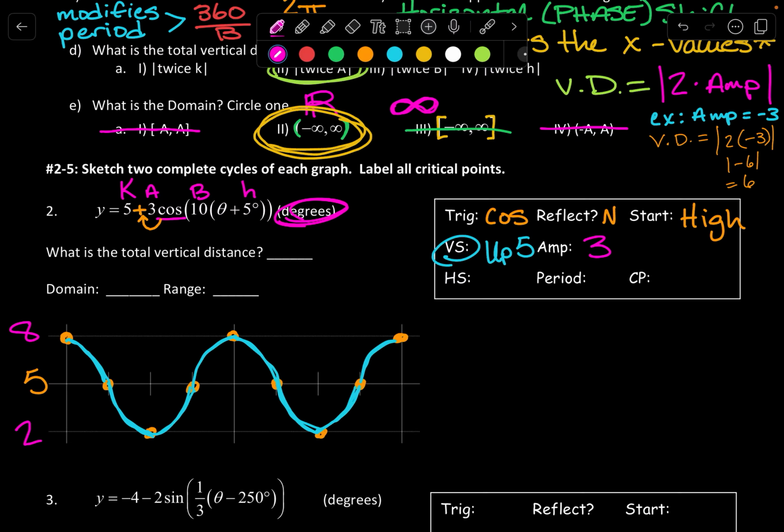Now, you don't have to do it in this order, but once you have these three numbers, you can go ahead and answer the range because it's going to go from the lowest to the highest. You can also figure out the total vertical distance because if I go from 2 to 8, that's a distance of 6. And then the last thing is this is a cosine graph, so I know the domain is all real numbers.